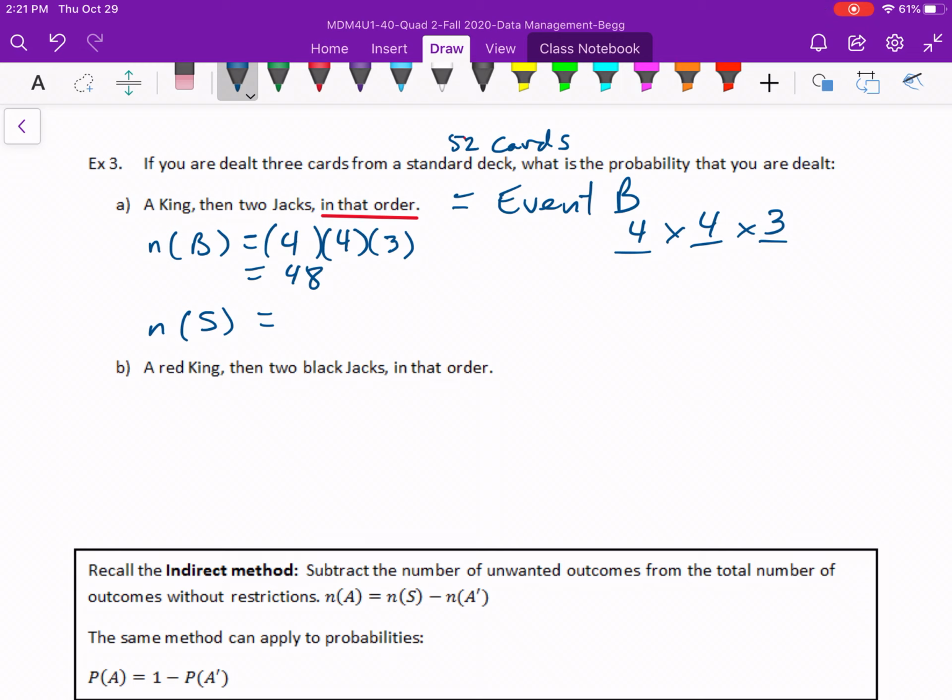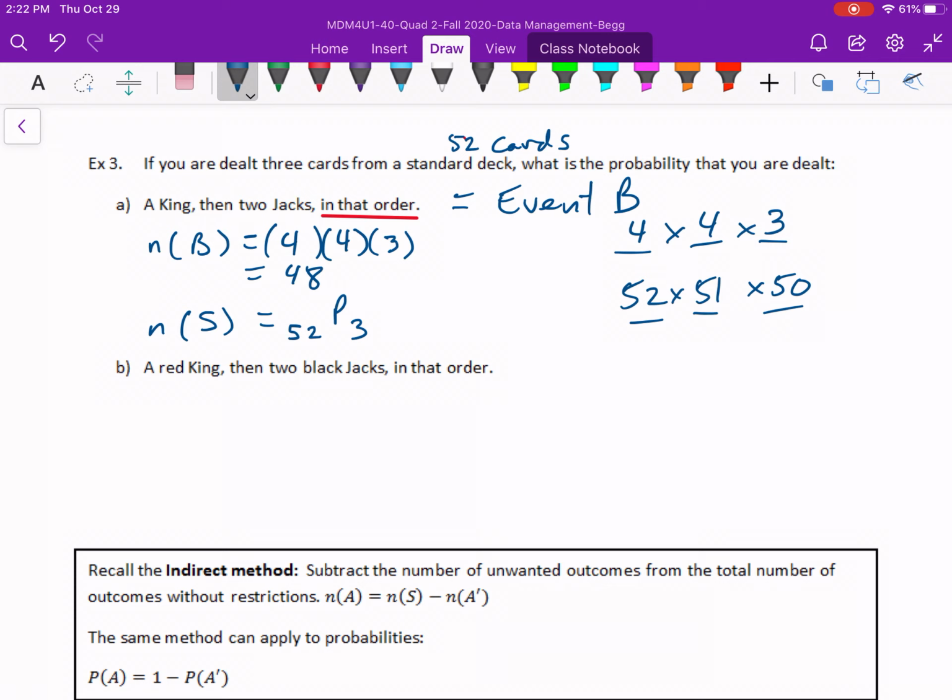Again, if I think about spots, I got 52 choices for the first card, 51 for the second, 50 for the last because I'm using up some of them. These are dependent events. That's the same as 52 P3, which unfortunately is actually a pretty big number.